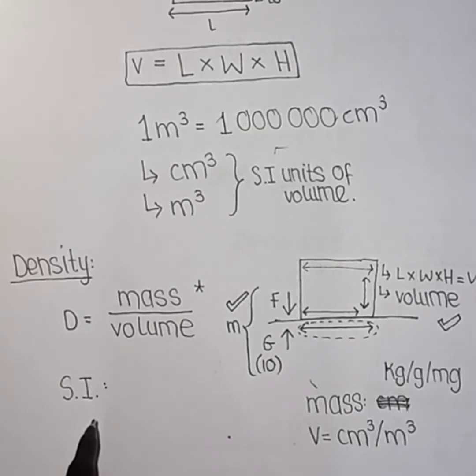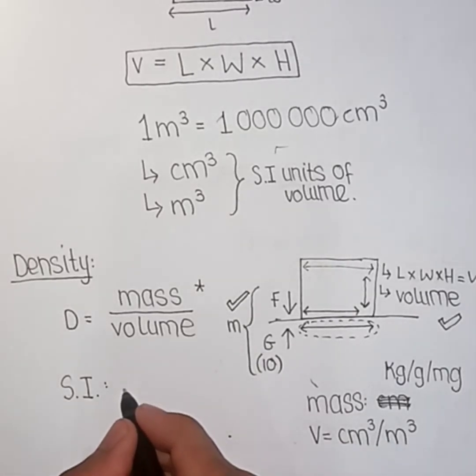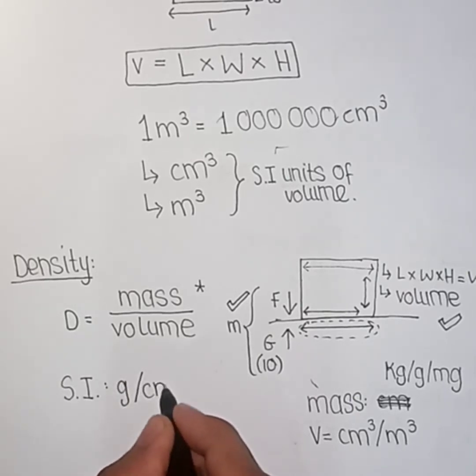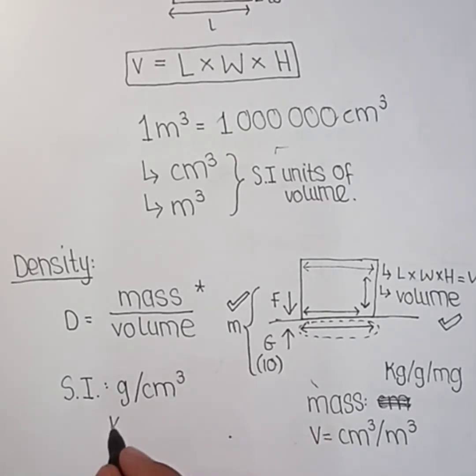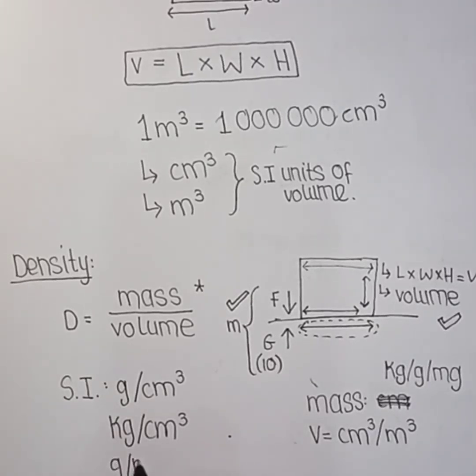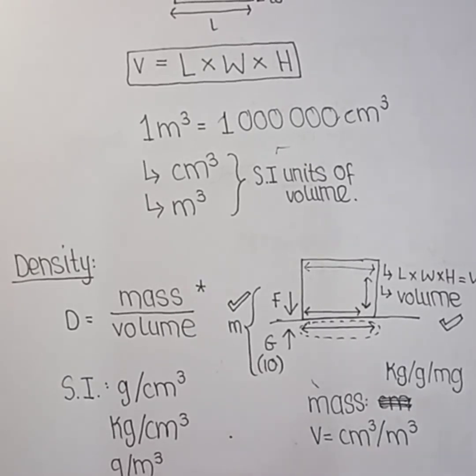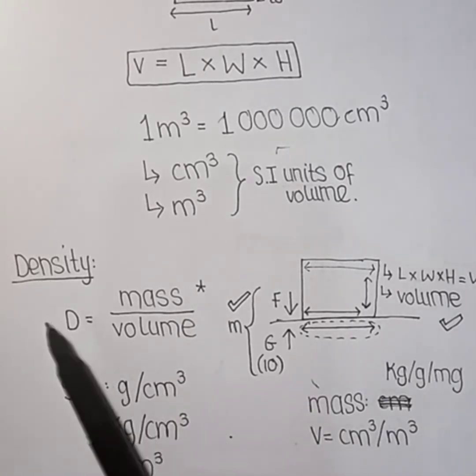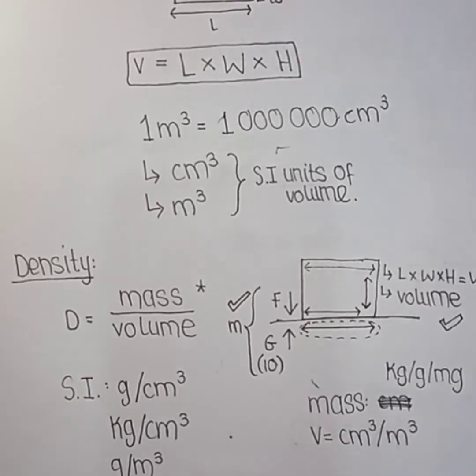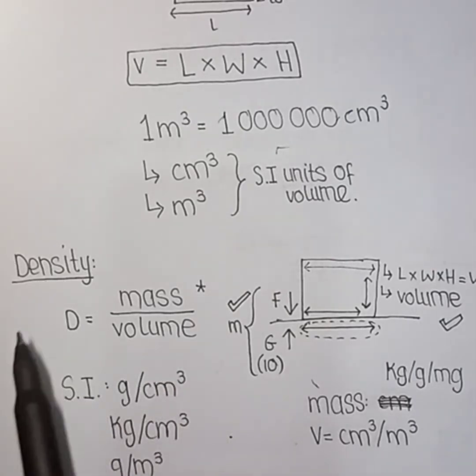So what will be the density's SI unit? Exactly. It will be these: gram, kilogram, which are the SI units of mass, and by this are also the SI units of volume. We'll combine it, and this is the SI unit of density.